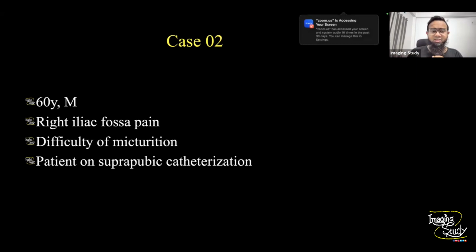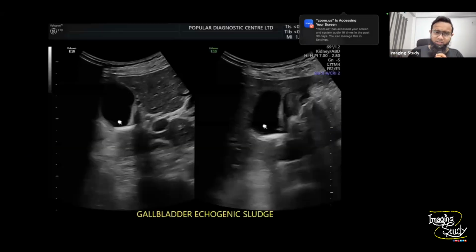And when I saw the patient was on suprapubic catheterization, so suprapubic, not through the urethra, that took our attention also. So let's see what we have got on ultrasound in this patient.